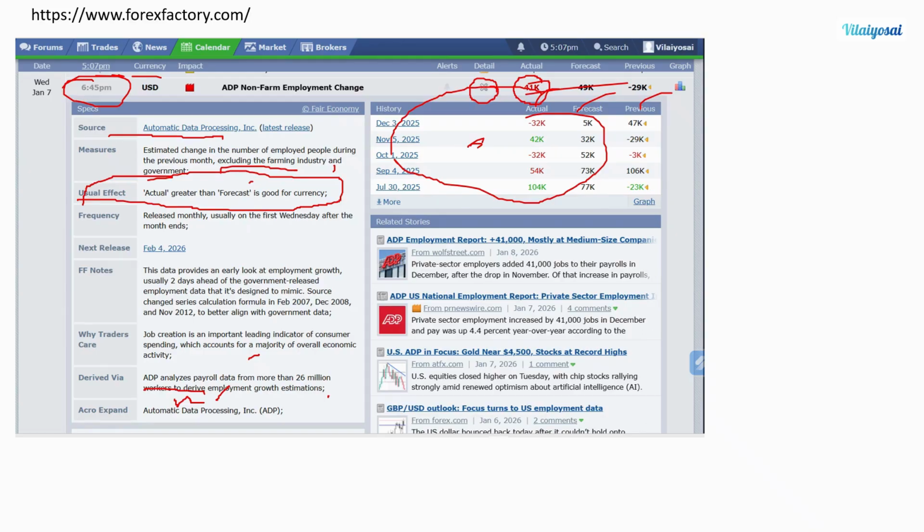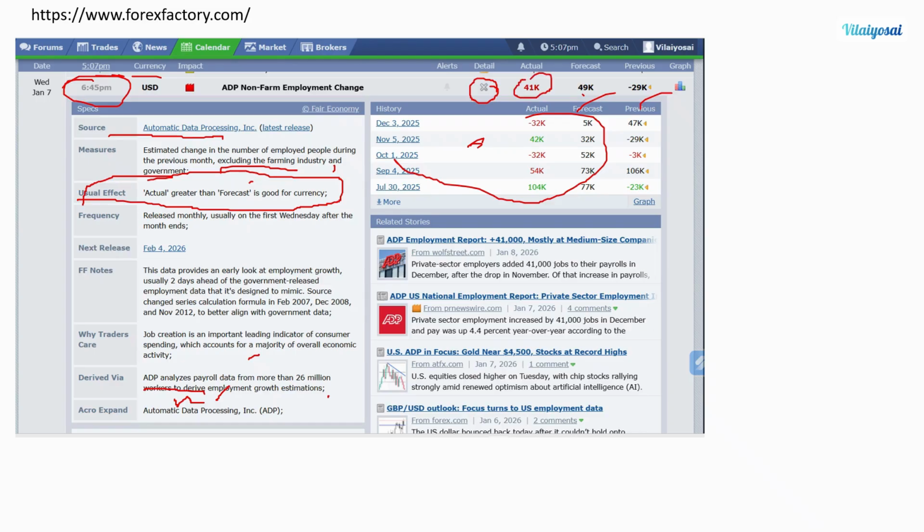From this you can analyze whether it was greater than the forecast or smaller than the forecast. Here it was smaller than the forecast. The forecast is 49k by the analysts, and the actual is 41k.